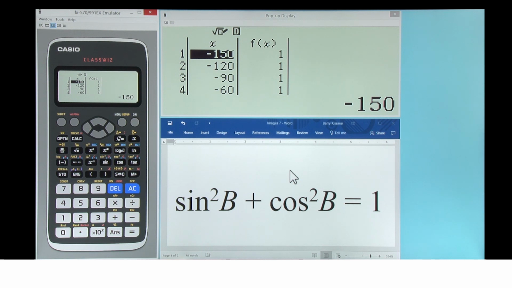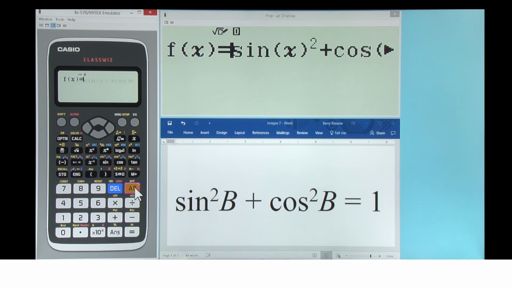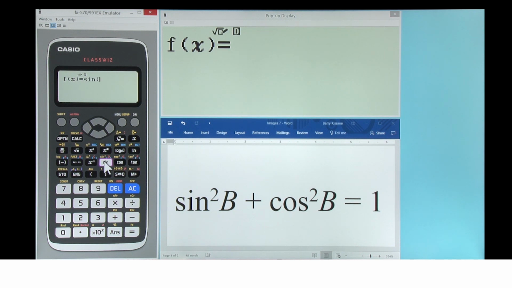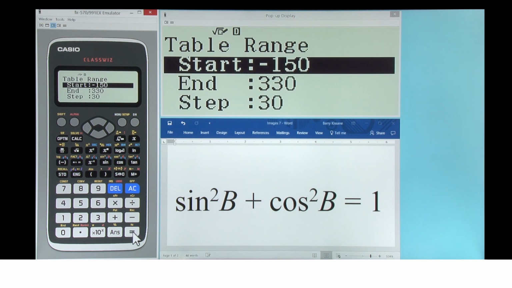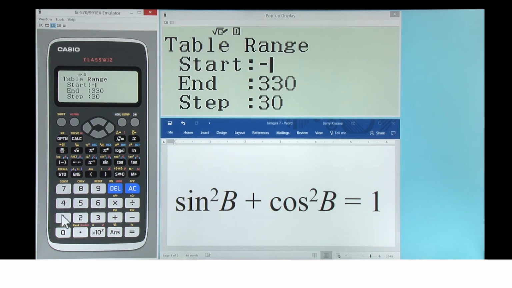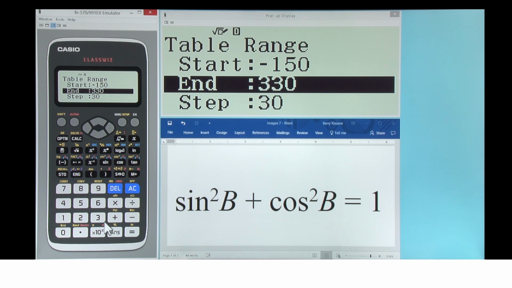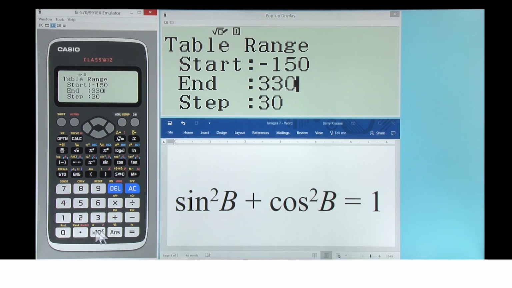There's yet another way of using ClassWiz to think about this identity. We consider tables of two different expressions. So we'll go back here, delete that expression and change it to sine of x squared. And the second expression we'll make 1 subtract the cosine of x squared. We'll make a table for these two values for a range of values from negative 150 degrees up to 330 degrees in steps of 30 degrees.